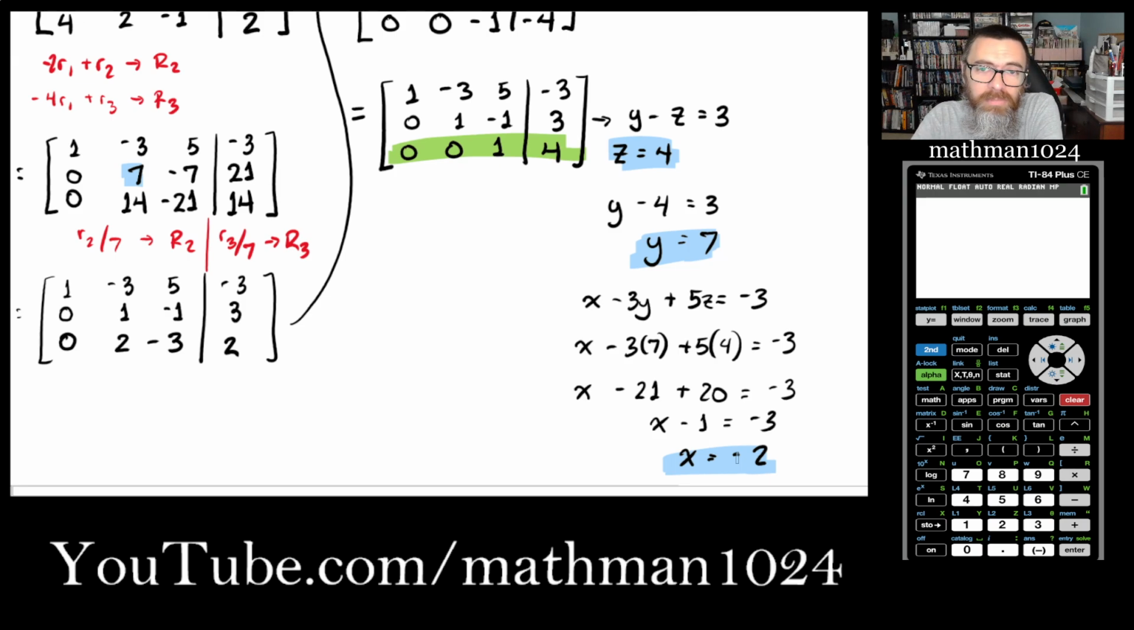All right, so we did back substitution. Once we got to the row echelon form, it gave us the z. We could find the y and find the x. So our ordered triplet is negative 2, 7, 4. Again, plug it in and check. Let's go to our calculator.